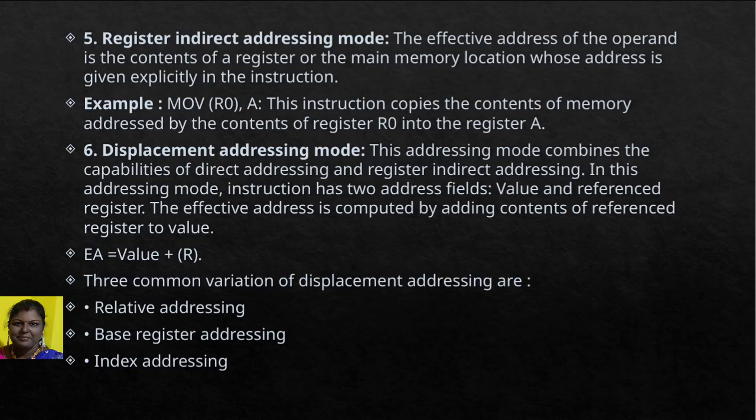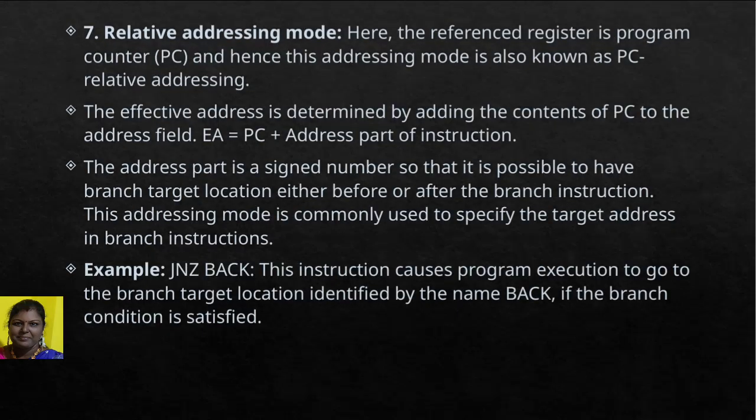Let's talk about relative addressing mode, also called PC relative addressing. Here, the program counter, or PC, is the key player. The effective address is found by adding the PC's current value to the address part of the instruction. That address part is signed, meaning it can point to a location before or after the current instruction. This makes it perfect for branch instructions, like jumping to a label if a condition is met. For example, JNZ back sends the program to back if the condition holds true.